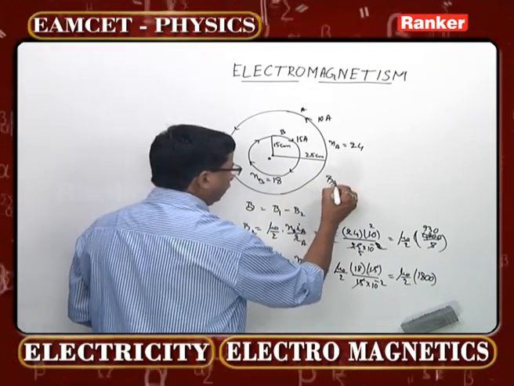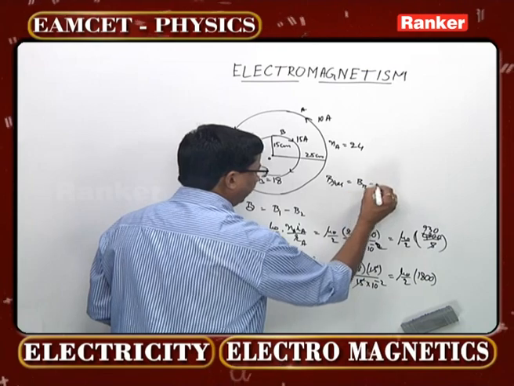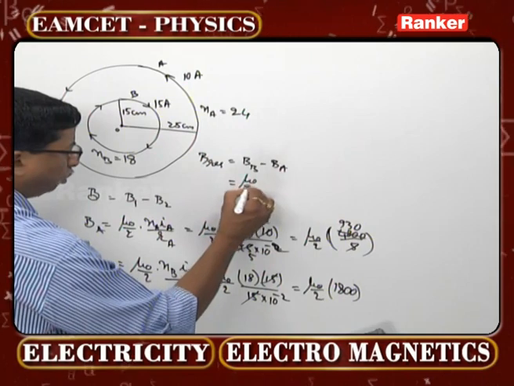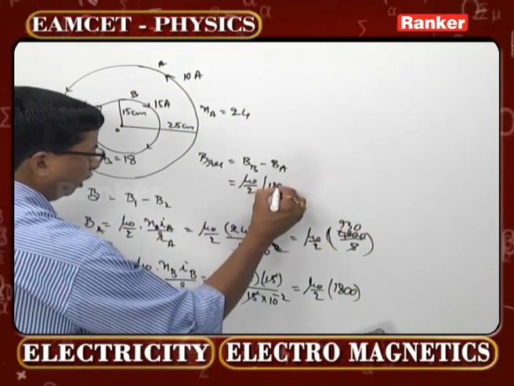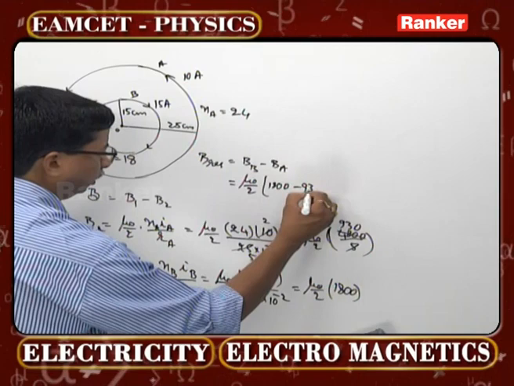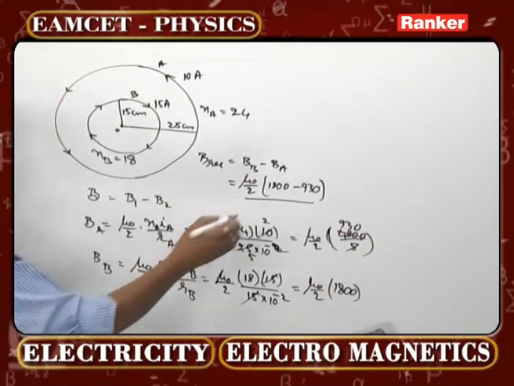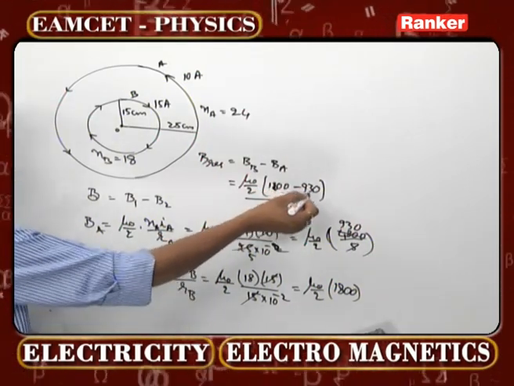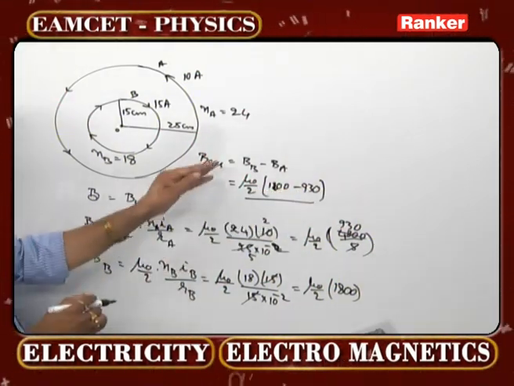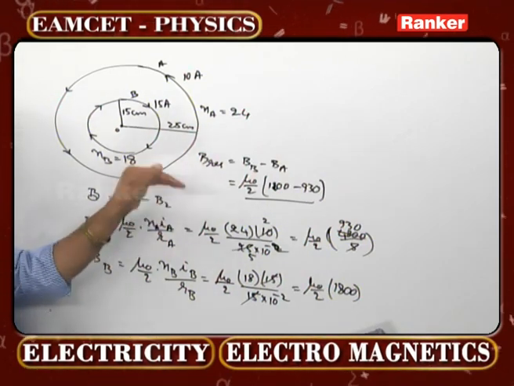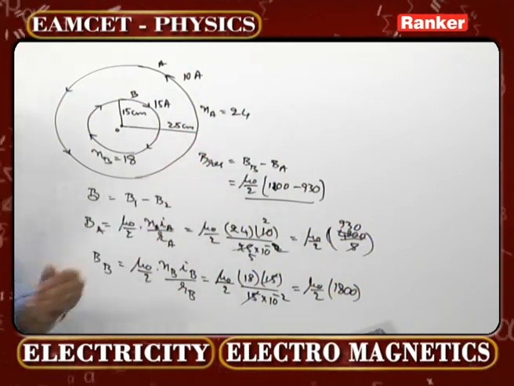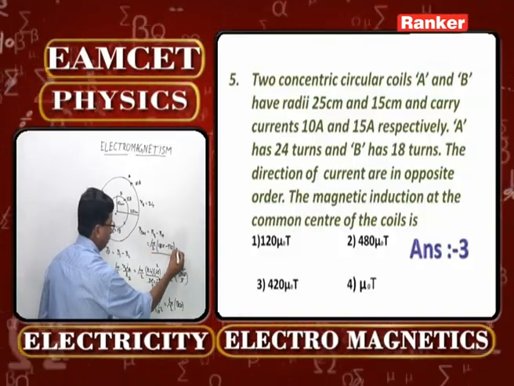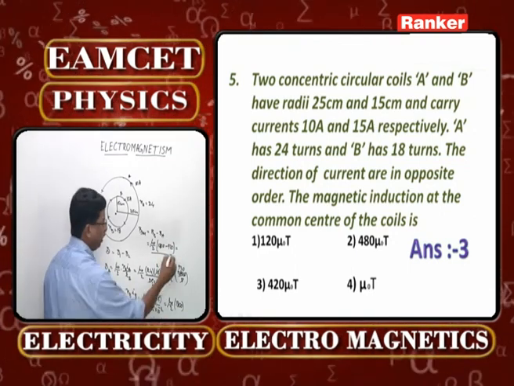Therefore, B resultant is equal to B due to B minus B due to A. Simply write this value, mu naught by 2 into 1800 minus 930. Directly you can write it. 930 means, of course, how much will it be? It is already 800 here, 70 over there. So 870 mu naught by 2. 870 by 2, cut that one over there, you will be getting exactly 435, and of course you will get the total answer 435 mu naught.